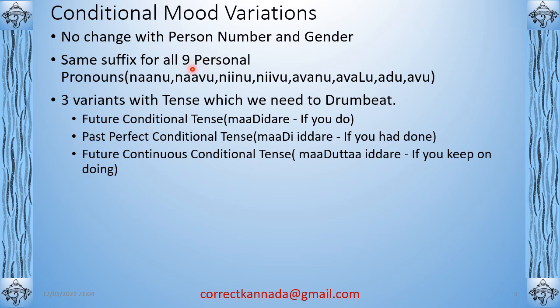Now, the 9 personal pronouns represent the various person, number, and gender. For example, nanu is first person, singular, common gender. Neenu, second person, singular, common gender. Avanu, third person, singular, masculine gender. Only avanu, avalu has the masculine, feminine gender variation, right? Adu is third person, neuter gender, singular. So like that, for each of the 9 personal pronouns, you can say what is the person, what is the number, and what is the gender.